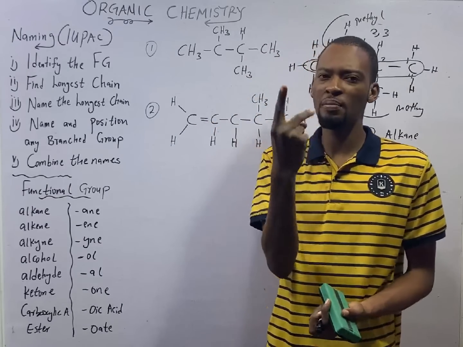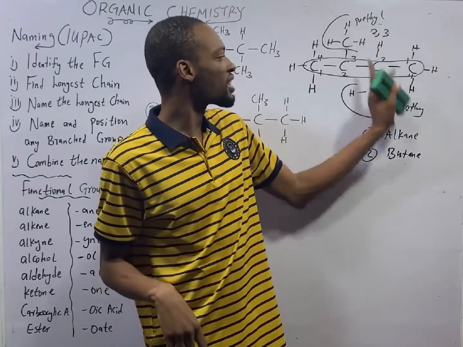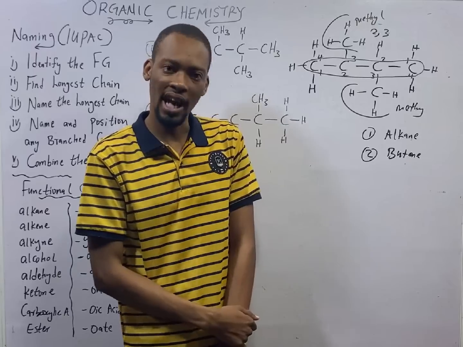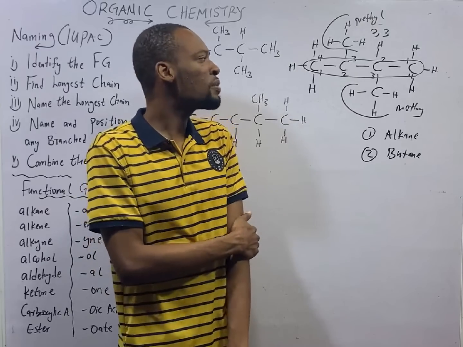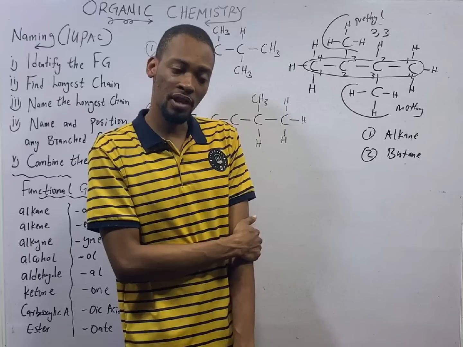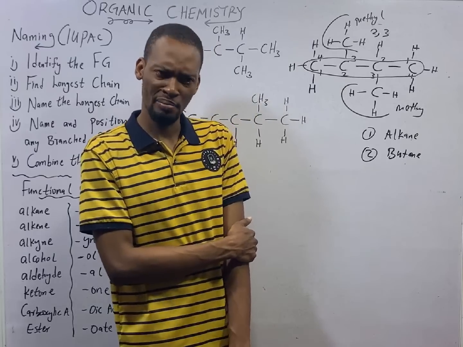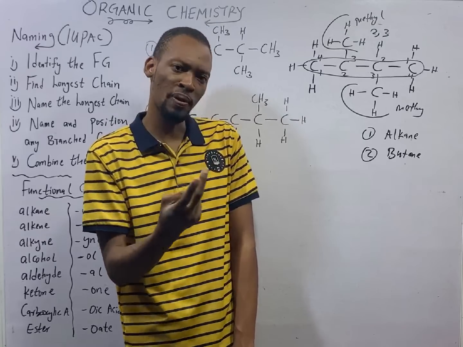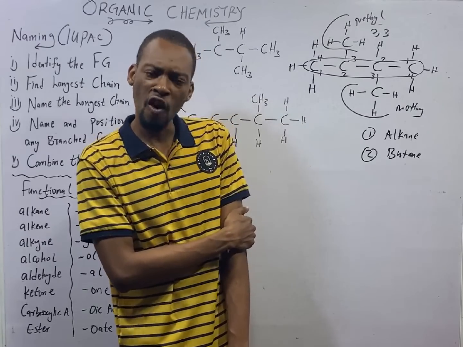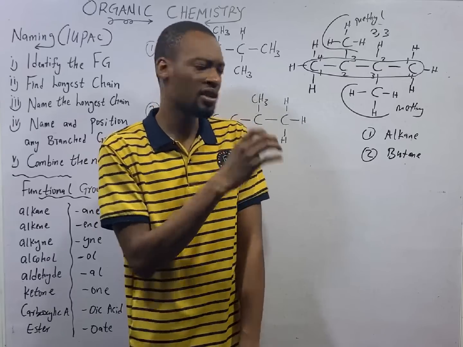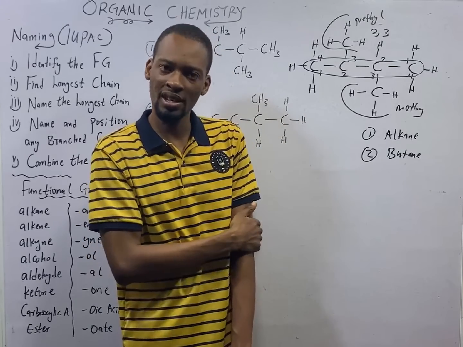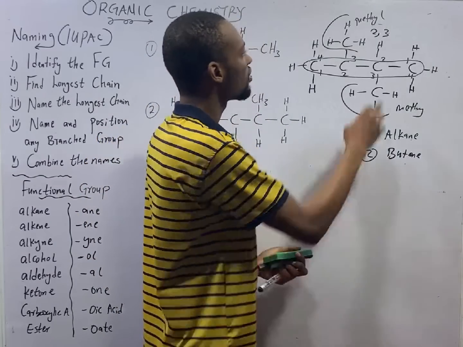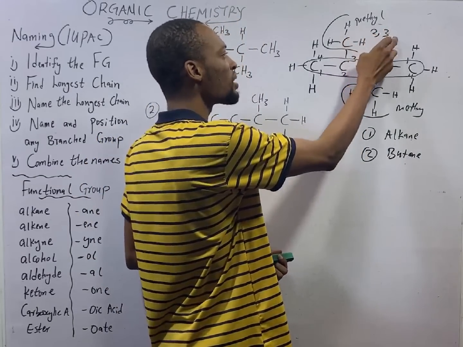Once you have 2 of the same branch, for example, this is methyl, this is methyl. So the same branch appearing 2 times, we use di. If 2 methyl groups are appearing, that is dimethyl. If 3 of the same branch are appearing in a compound, we use tri. If 4 of the same branch are appearing in a compound, we use tetra. Take note of that.